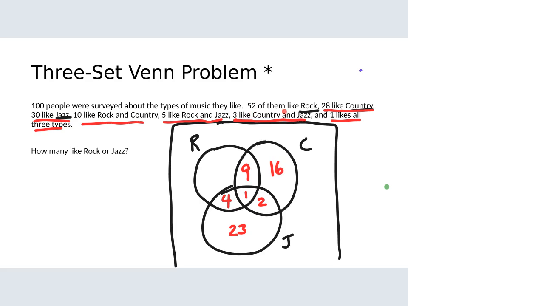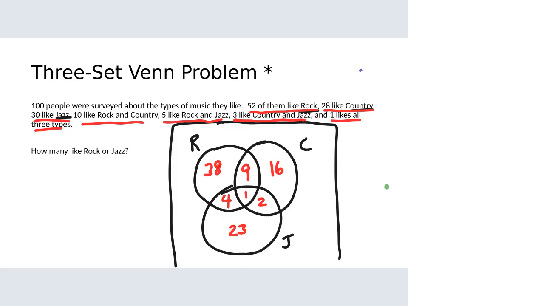All right, region 1, 52 like rock. So that means inside that R circle, I need 52 people. So far I have 9 plus 1 plus 4. I have 14. So to get to 52, I'm going to need 38 more, and they go into region 1. If any of those numbers don't make sense, let me know.